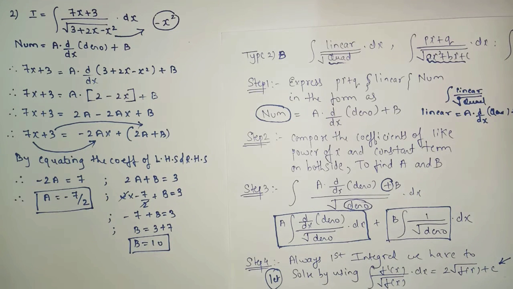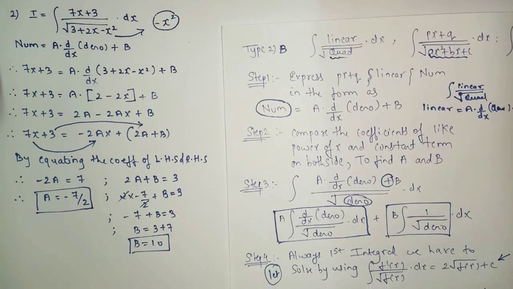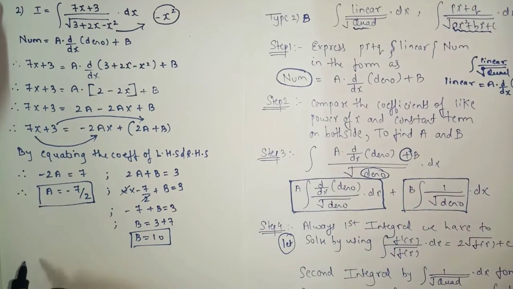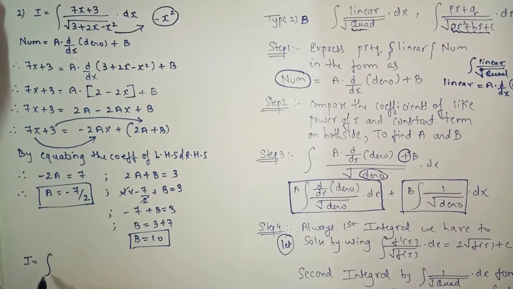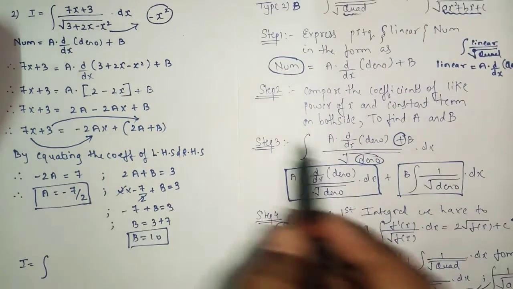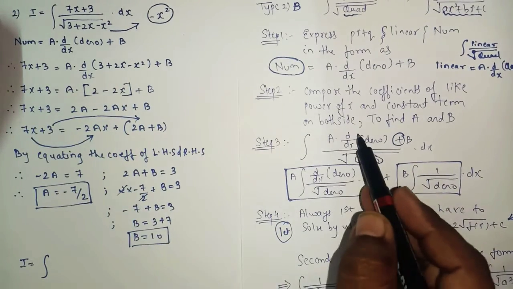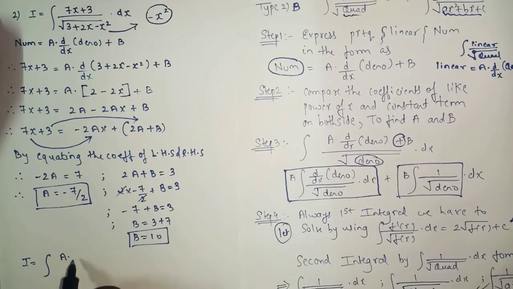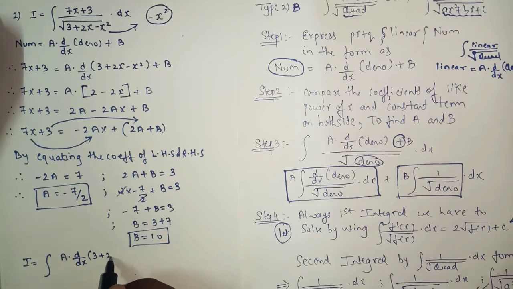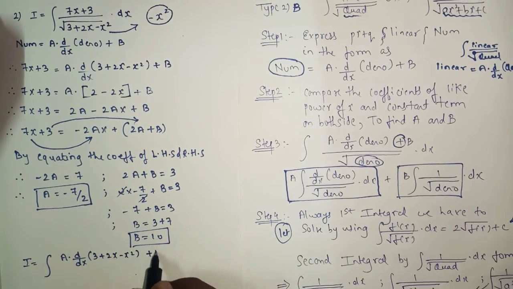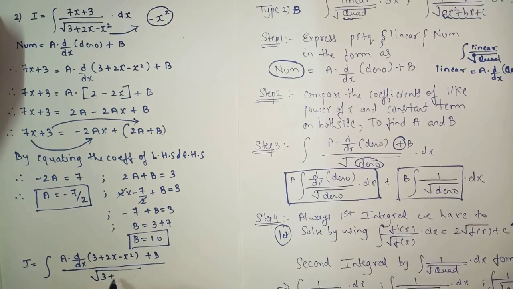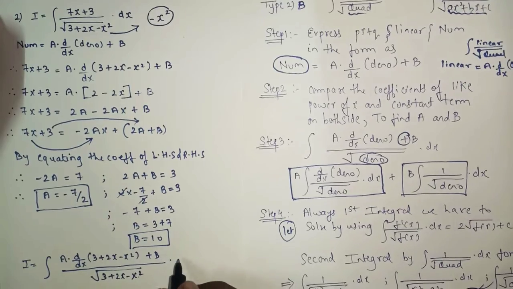Okay, so after this we know that what exactly we have to do. We completed with that step number 1 and step number 2. Step number 3 is what? We'll replace the numerator, okay, by this format. So what is the numerator? 7x plus 3. We have to replace by a derivative of denominator plus b. So here we'll write a derivative of denominator, that means this section, 3 plus 2x minus x square plus b upon root 3 plus 2x minus x square into dx.